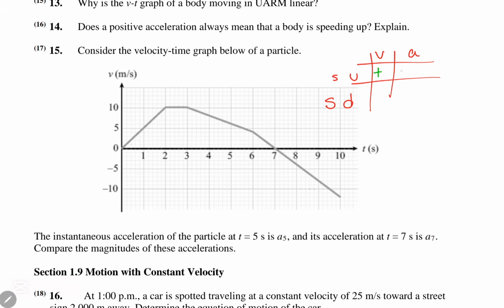So it's either plus, plus, or minus, minus. It's slowing down if my velocity and acceleration have opposite signs. So it's plus, minus, or minus, plus. So how do I know if my body is speeding up?